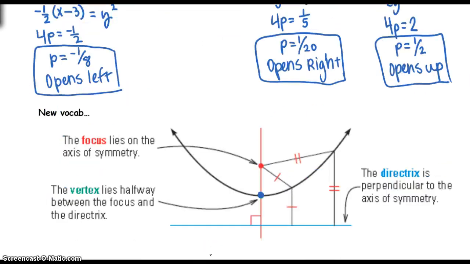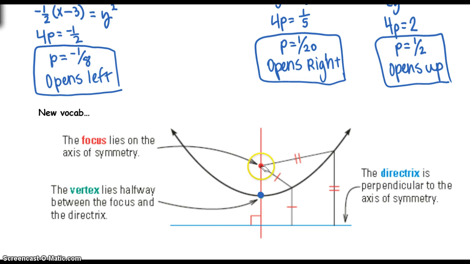So down here, we're going to discuss some new vocabulary. We have a vertex right here, and then we have something called a focus, and we have this line right here, which is called a directrix. Now, I usually dash my line. In this picture, it's just a blue line, but I usually dash mine. The focus and the directrix are the same distance away from the vertex, but in opposite directions.